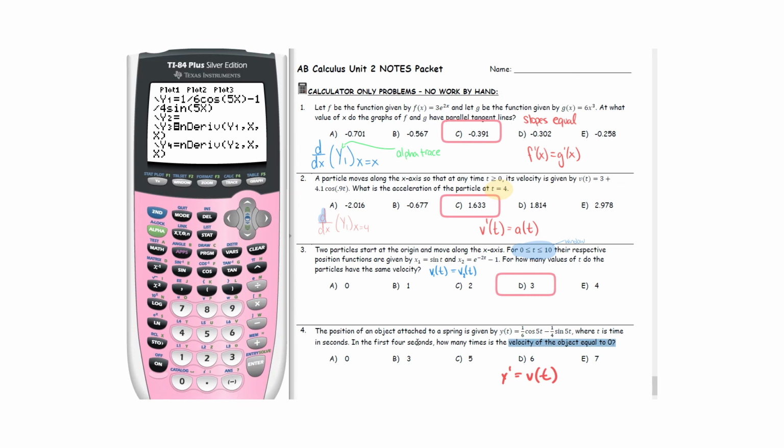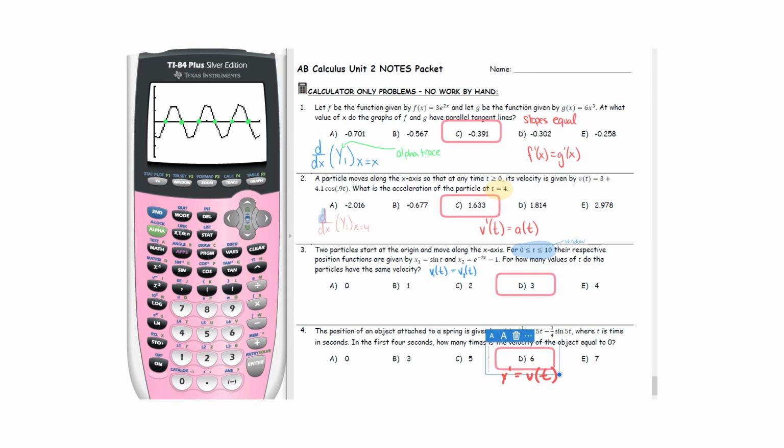So they gave us a window, right? First 4 seconds. So we're going to make our x min 0, x max 4. Because we've got a trig function, probably -3 to 3 is good for our y's. Let's go check. All right. How many times is the velocity equal to 0? 1, 2, 3, 4, 5, 6. So that's just how many times it's crossing the x-axis. So we've got 6, and that is our answer.